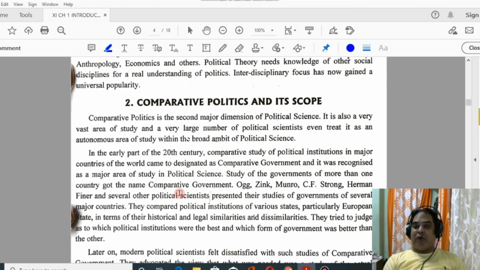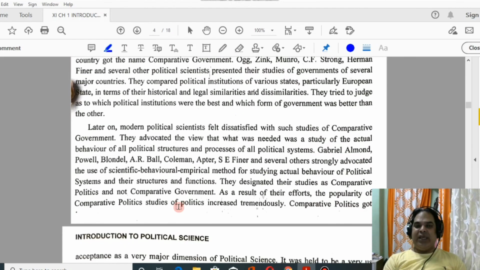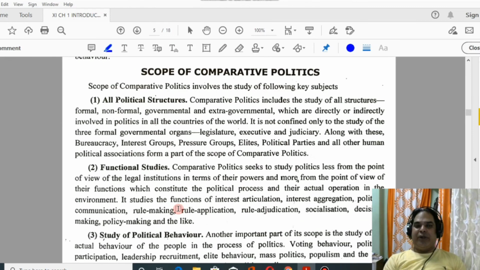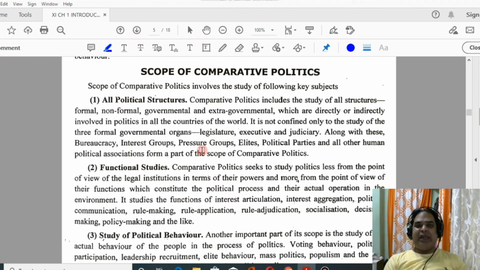So what is the scope of comparative politics? When we make a study comparing the political functioning of different countries, my dear, that is known as comparative politics. Now you can see here the scope of comparative politics: all political structures. When we study the structure of the government, the legislature, let us compare the legislature of India and UK, India and US, India and China. This is how, my dear, we understand that comparative politics is also one of the most important segments of political science.